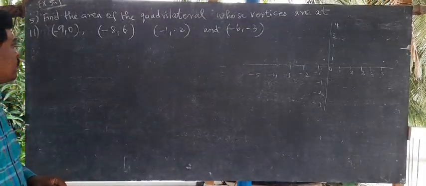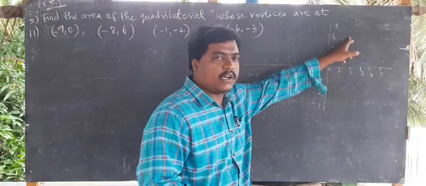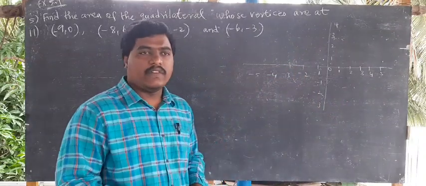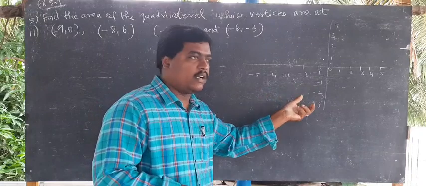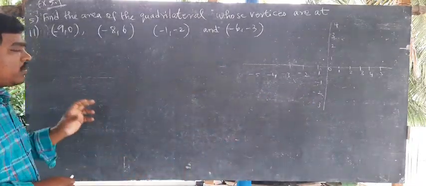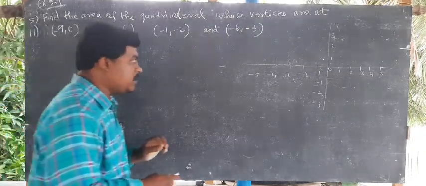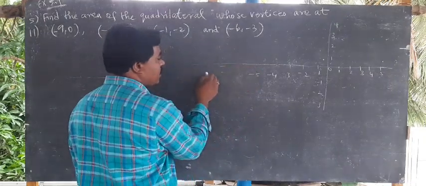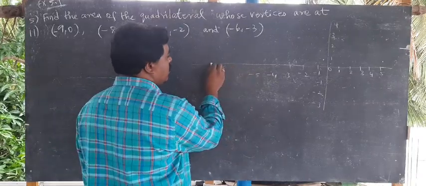So why you have to draw it: this is the first quadrant, second quadrant, third quadrant, fourth quadrant. In which quadrant the point lies in the graph, that one we need to find. So minus 9 comma 0, minus 9 on the x axis, nearly minus 5, minus 6, 7, 8, so minus 9 will be here. Minus 9 comma 0. So here one point.